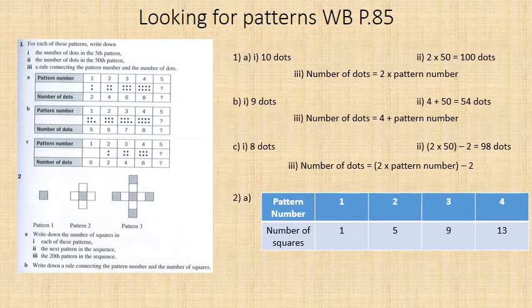So I wrote down the number of squares in each of these patterns. For the next pattern in the sequence, here it's 1, 5, 9. I'm adding 4 every time, so 9 plus 4 equals 13. This is the number of squares in the fourth pattern. Here it needs me to get the 20th pattern in the sequence. It's very easy, but first we need to write down the rule connecting the pattern number and the number of squares to make it easy for ourselves. So the number of patterns.